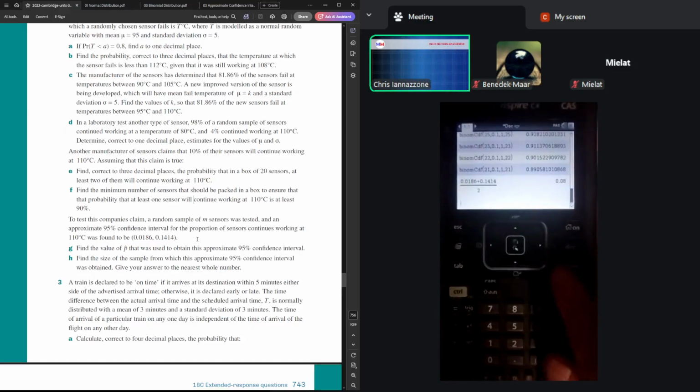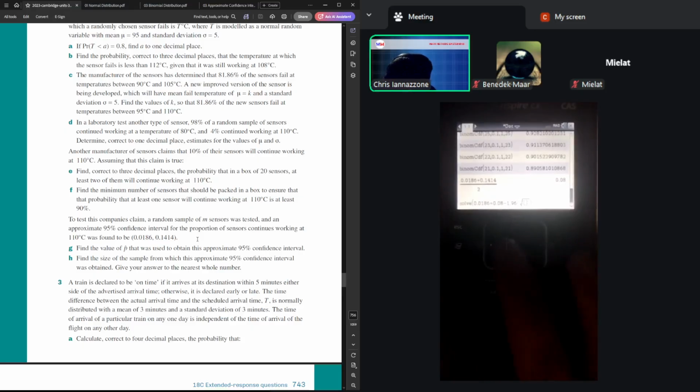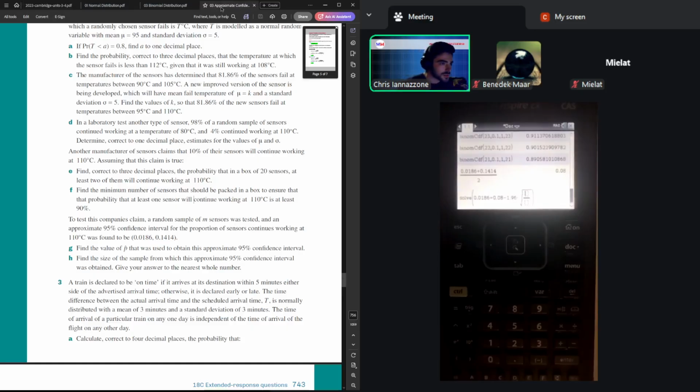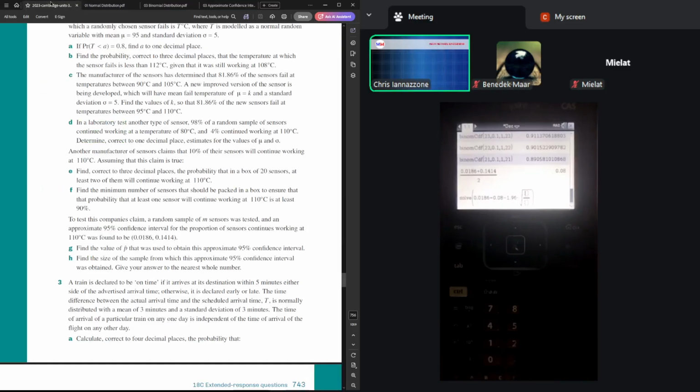And just to finish it off, let's do one of them. So let's say we do the lower bound, 0.0186 is therefore equal to p hat, so 0.08. It's the lower bound, so it's minus that number of standard deviations, 1.96 times the square root of, I forget what goes in there, what is it? P hat times 1 minus p hat, on n. Cool. 0.08 times 1 minus 0.08 over n. I'm just going to use x.